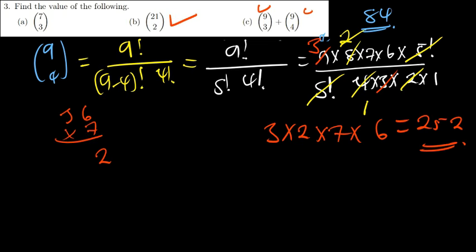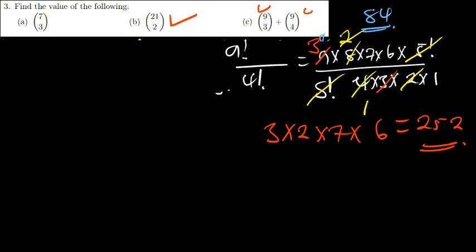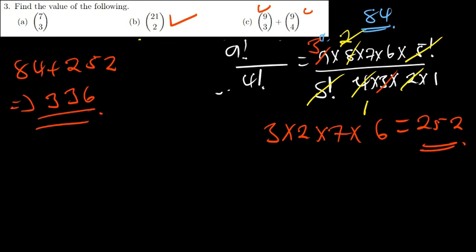Yeah, so now after finding this, the only thing I need to do is just to add. I'll do it from here. I have 84 plus 252. So my final answer for that question is 336, because that will be 6, 13, 1, 332, 336. That's the answer. So that is it for question 3.